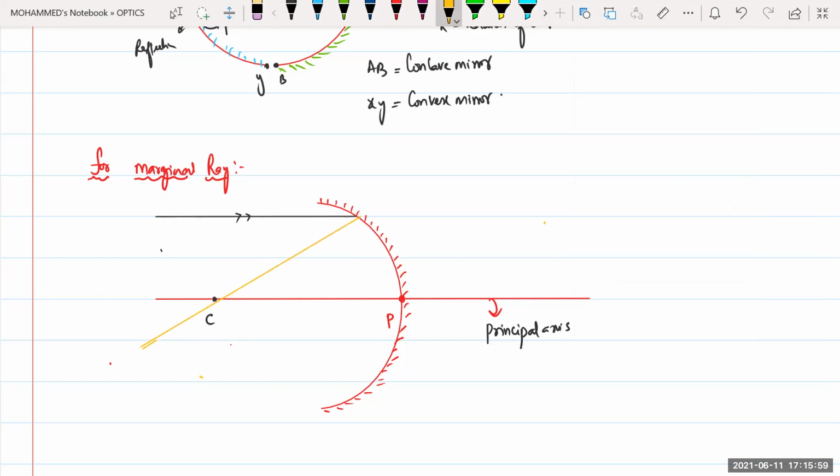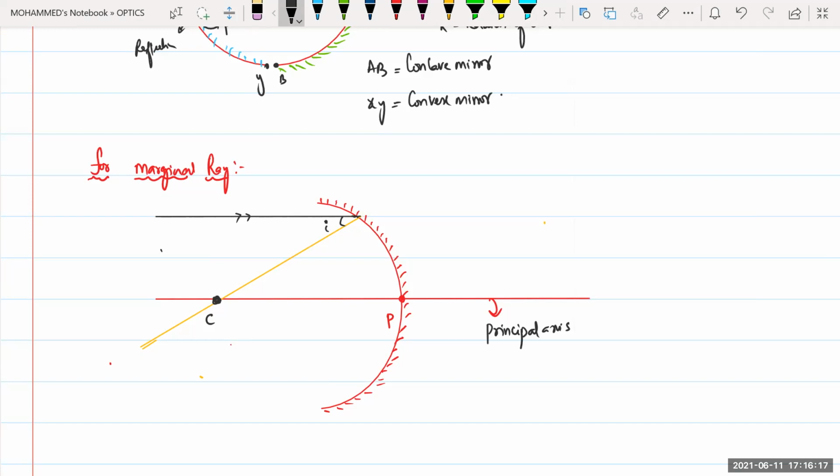This will be the normal. The ray which is striking right now, this is nothing but the angle of incidence. This is your center of curvature, that is nothing but C. The ray which is very far from the principal axis is known as the marginal ray.